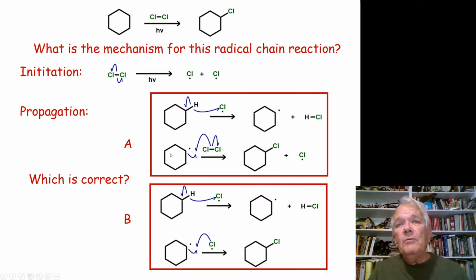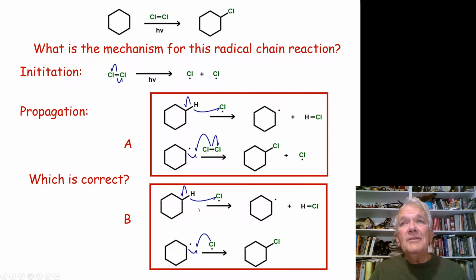But in A, we make a difference by saying that the cyclohexyl radical reacts with a chlorine molecule, extracts a chlorine radical from it, and gives you the product. Or we could simply take the cyclohexyl radical, react it with the second chlorine radical we made in the initiation step, and form our product. Both of these mechanisms give us our product. Which one's correct? They both would work in principle.